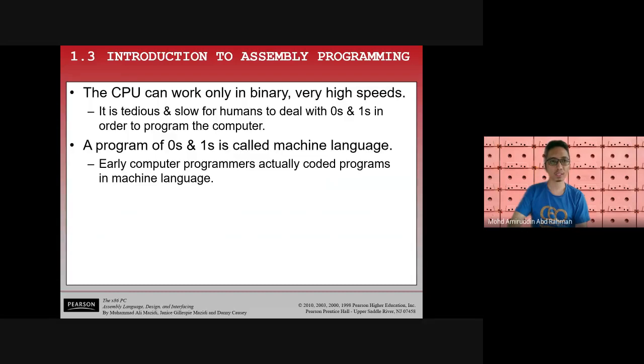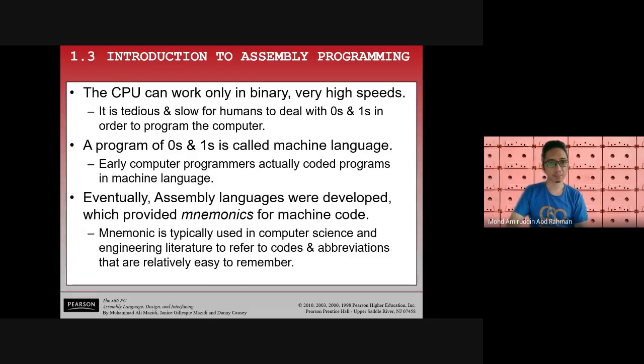Okay, so this program of binary 0 and 1 is called the machine language. The early programmers actually did the programming in machine language, which is in 0 and 1, the binary numbers. After that, the assembly languages were developed, which provide the mnemonics for the machine code.